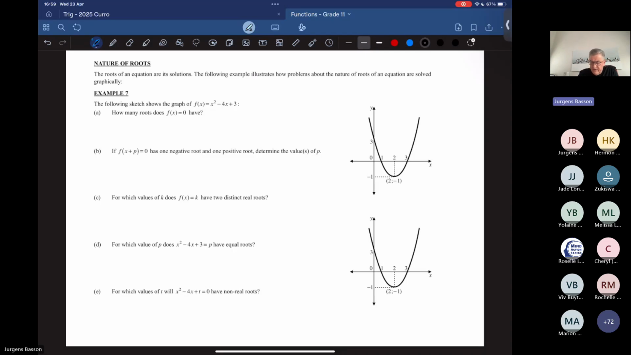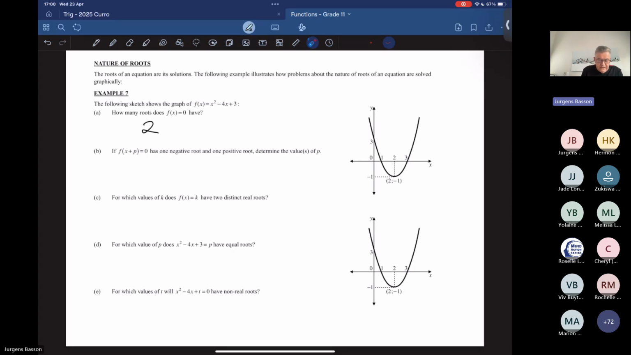We have the drawing of the parabola. We have the x-intercepts, we have the turning point, we've got the y-intercept. They say how many roots. Now, you know roots, we refer to the x-intercepts here, and there's a clear 2 of them. Now I want you to look at number B, but please look at the notation. This is very important, this notation. They say if f of x plus p is 0 has 1 negative root and 1 positive root, determine the values of p.